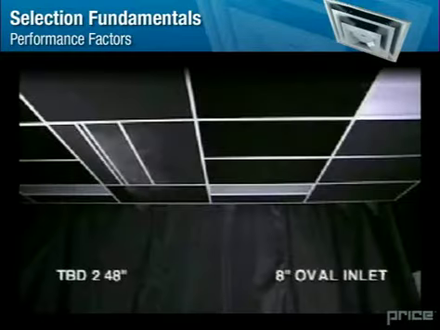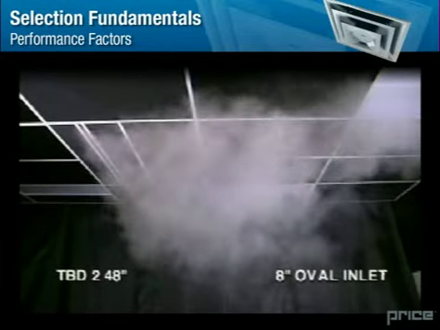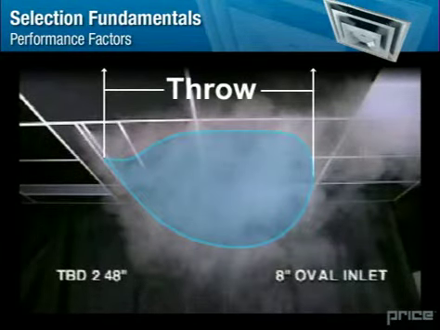Throw is primarily a function of the mass of the air being discharged by the air outlet and the induction rate of the air outlet. The throw can therefore be reduced by decreasing the airflow from the outlet or selecting an air outlet with a high induction rate.